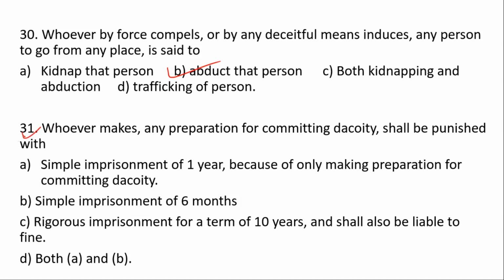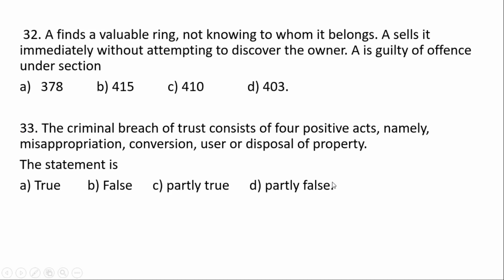Question number 31. Whoever makes any preparation for committing dacoity shall be punished with rigorous imprisonment for a term of 10 years, shall also be liable to fine. That is under section 399. A finds a valuable ring not knowing to whom it belongs. A sells it immediately without attempting to discover the owner. A is guilty of offense under section, option D, 403, that is dishonest misappropriation of property.